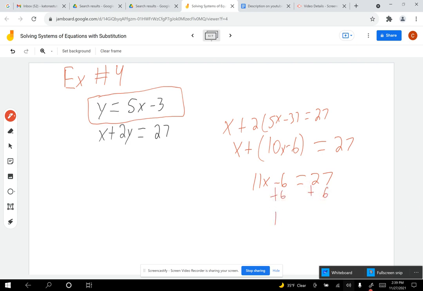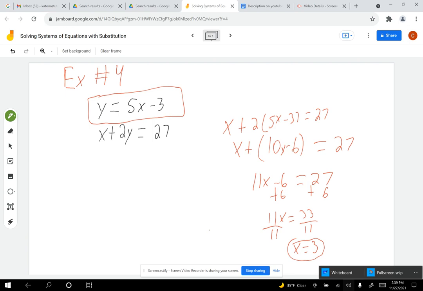I have 11x equals 27 plus 6, which is 33 if I'm not mistaken. Then we divide both sides by 11. And x equals 3. So now we'll use another color to solve for y.